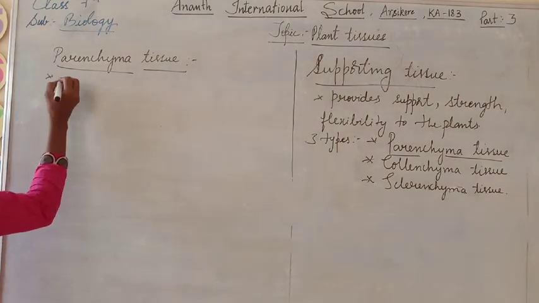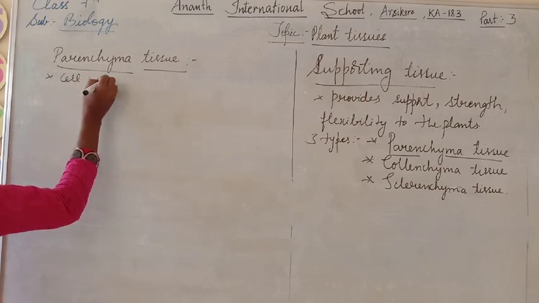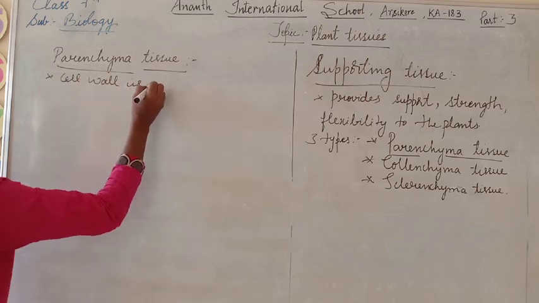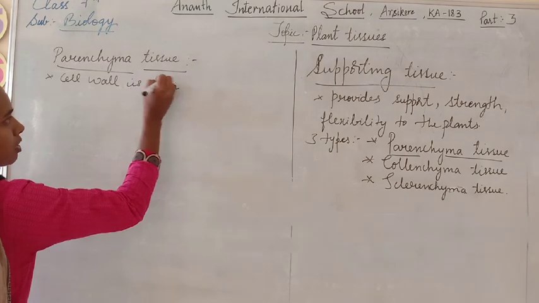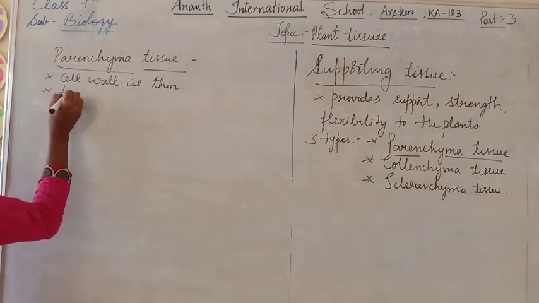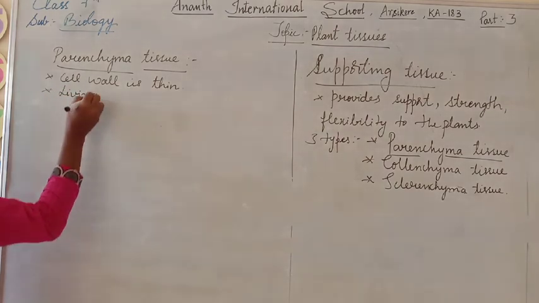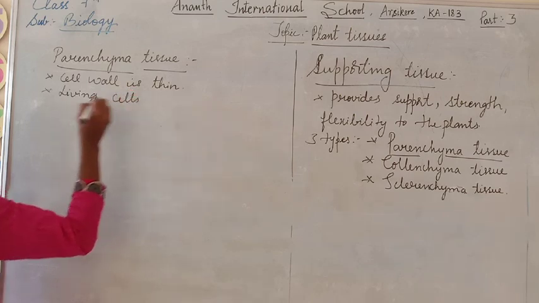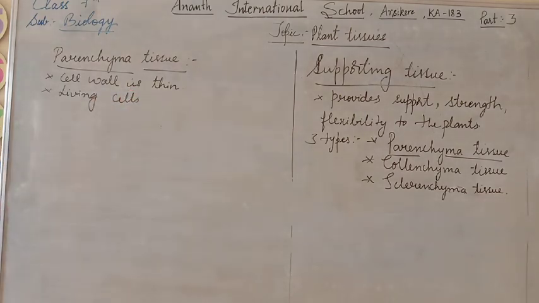So in the parenchyma tissue, a thin cell wall will be present. The second characteristic of this tissue is that living cells are present. Why do we say living cells? Because the cells present in parenchyma are living, whereas in the cork we can see dead cells.